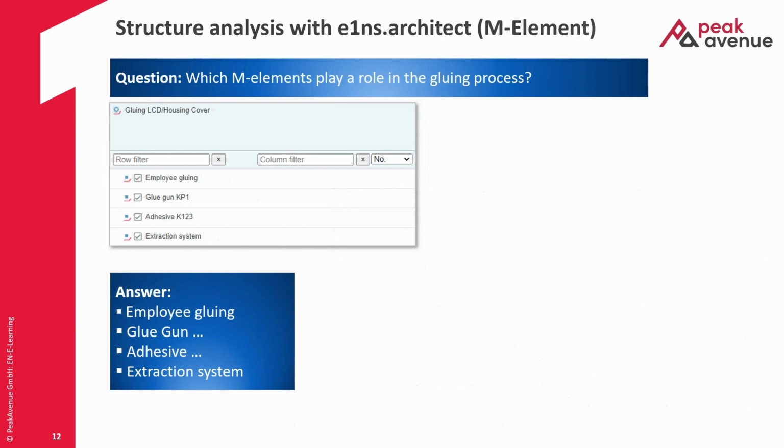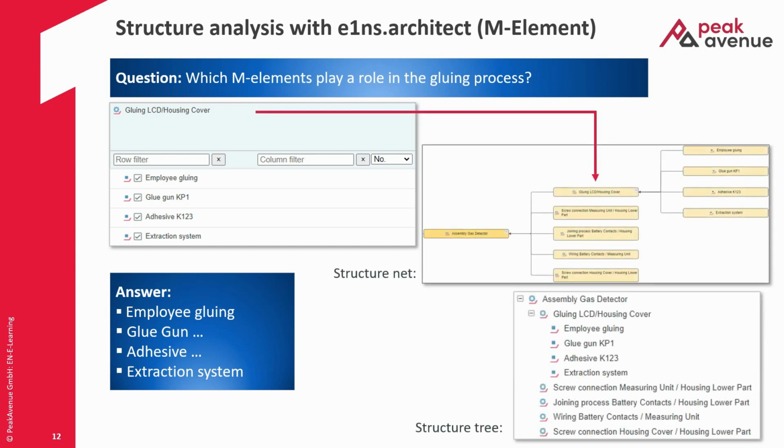Now let's extend this analysis to the third level, the cause or M elements. Which M elements play a role in the gluing process? The answer could be the employee at the gluing station, the glue gun, the glue, and the extraction system. By linking the second level focus element with subelements, a structural network originates, and the structure tree is now extended to 3 levels. If we look at the level of the process steps a little more closely, we may have already noticed that it is actually a process flow that is listed here in a flat list.